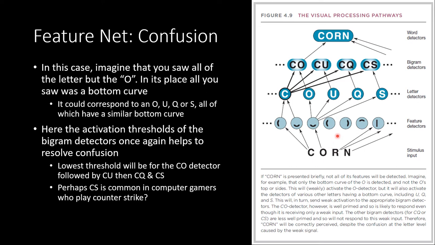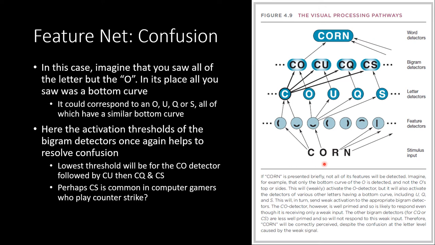Before that, the feature detectors are connected to the letter detectors, which are connected to the bigram detectors, which are then connected to the word detector. Now, let's imagine that you're in this task and you see the C and you see the R and you see the N in that 30 milliseconds that it was flashed on the screen to you, but you only saw the under curve of the O. That's all. You didn't see the whole letter.